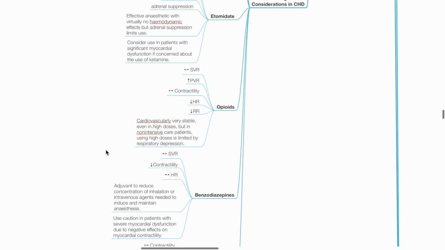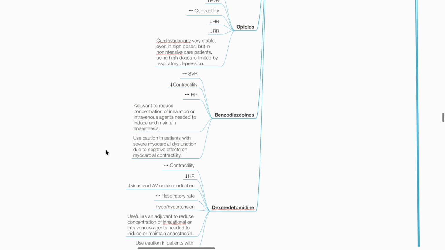With the use of opioids, SVR and contractility are usually preserved. There is increased PVR, reduced heart rate, and reduced respiratory rate. Opioids are cardiovascularly very stable, even in high doses, but in spontaneously ventilating patients, the use of high doses is limited by respiratory depression.